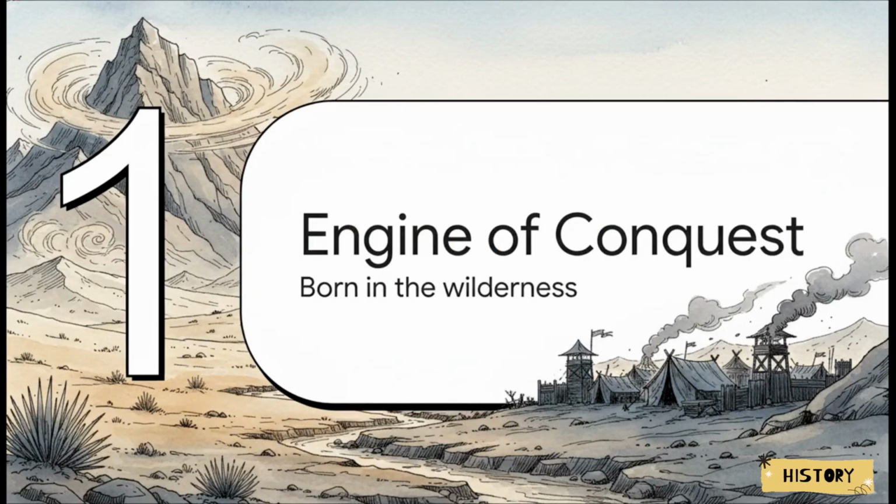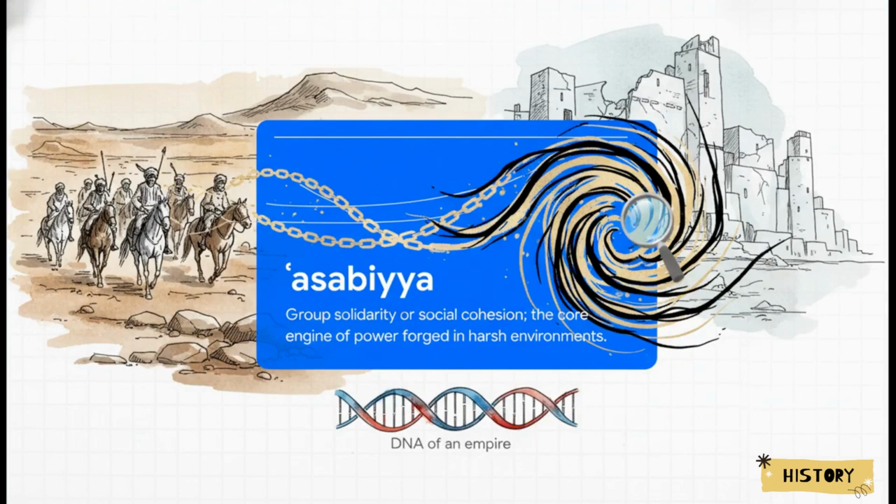Section 1. The engine of conquest. To build an empire, you don't start in a comfortable palace. You start out in the wilderness, the desert, out on the periphery. Empires are born out of sheer necessity and the struggle to simply survive. The absolute core of Ibn Khaldun's theory is this concept called Asabiyyah. You can think of it as group solidarity, social cohesion, or honestly just the DNA of an empire. In a harsh, unforgiving, nomadic environment, what Ibn Khaldun calls Bedouin, survival is impossible on your own. You need your people. This creates an incredibly tight, unbreakable bond among kin. This Asabiyyah is the raw, fundamental engine of power that allows a tough, highly unified group to conquer much larger, softer societies. But there is a way to supercharge it.